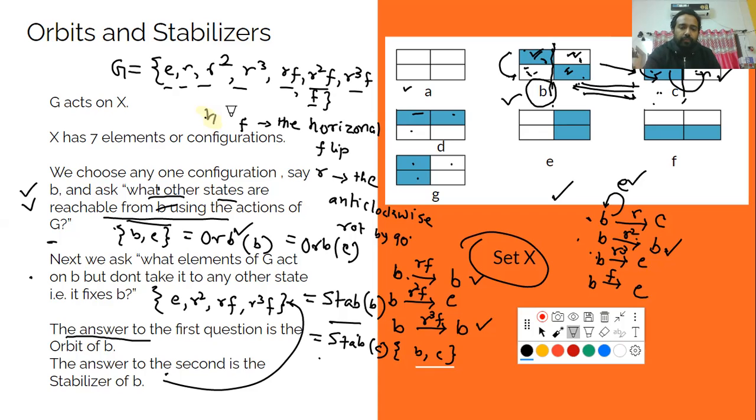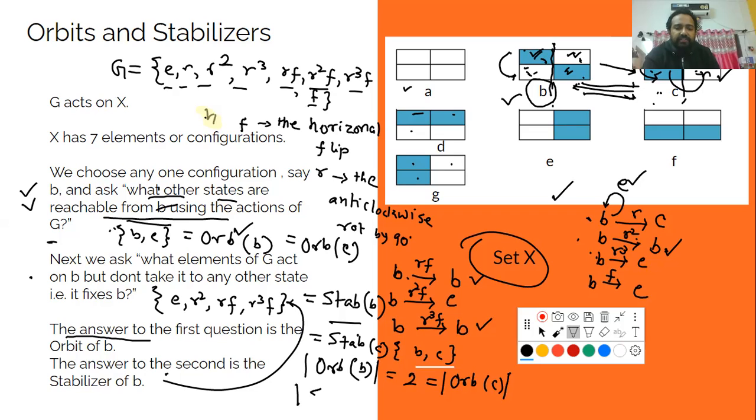One more thing. What is the order of the orbit of B? What is the order of a set? The order of a set is the number of elements in the set. It's plain and simple. So the order of the orbit of B is 2. And the order of the orbit of C is also 2, because both are the same set of length 2.